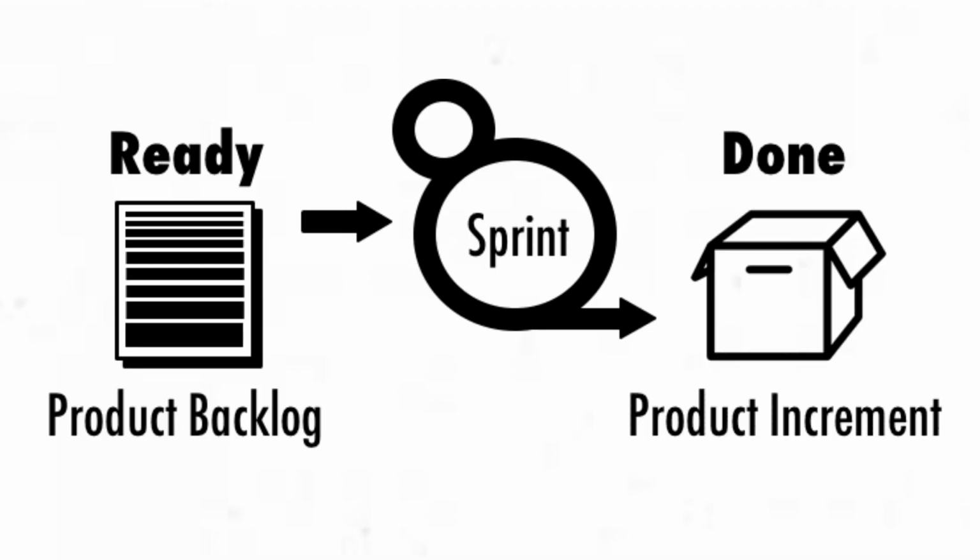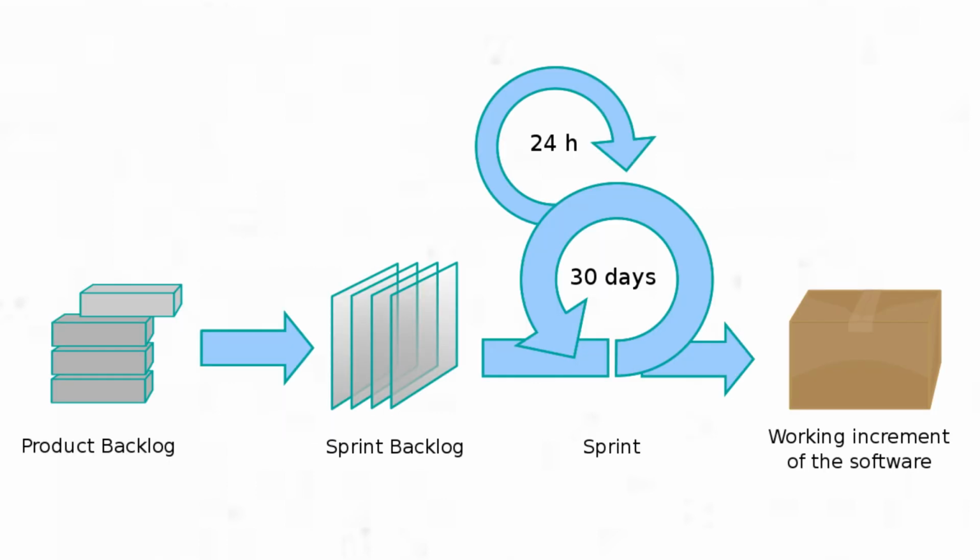Finally, we have the increment. The increment is the sum of all the product backlog items completed during a sprint and the value of the increments of all previous sprints. An increment is a concrete step toward the product goal.